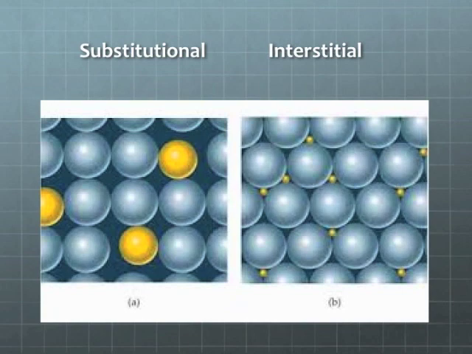This is why steel is stronger and less malleable than iron by itself. This concludes our video for metallic bonding.